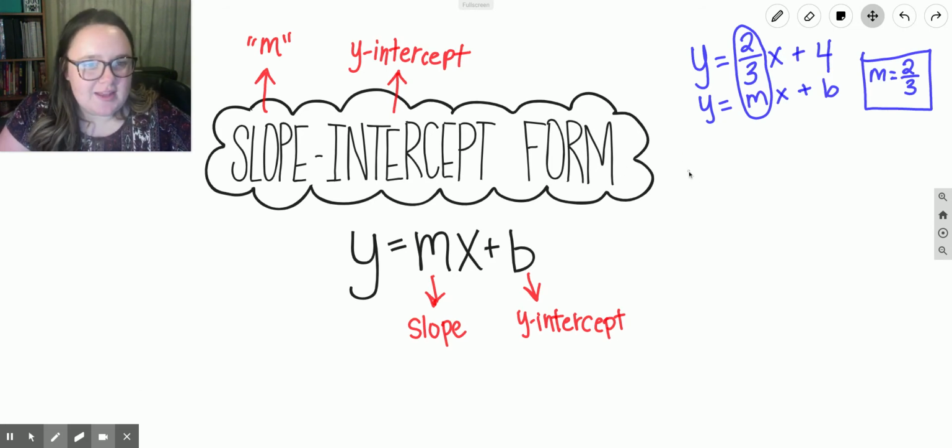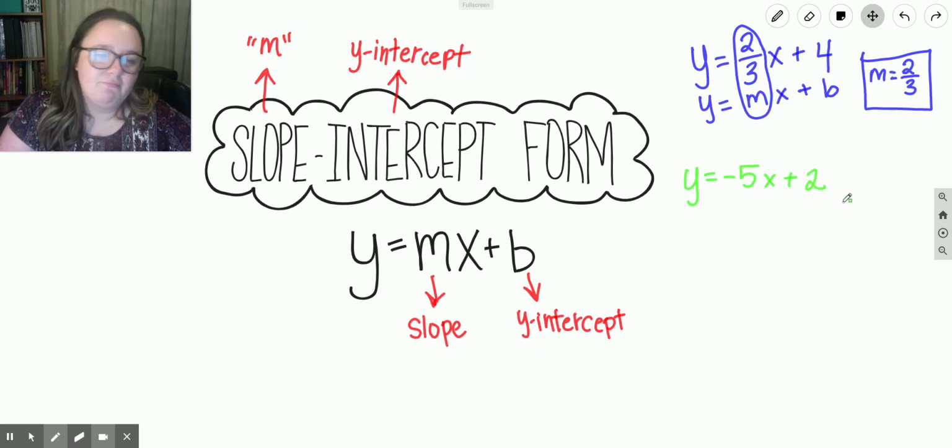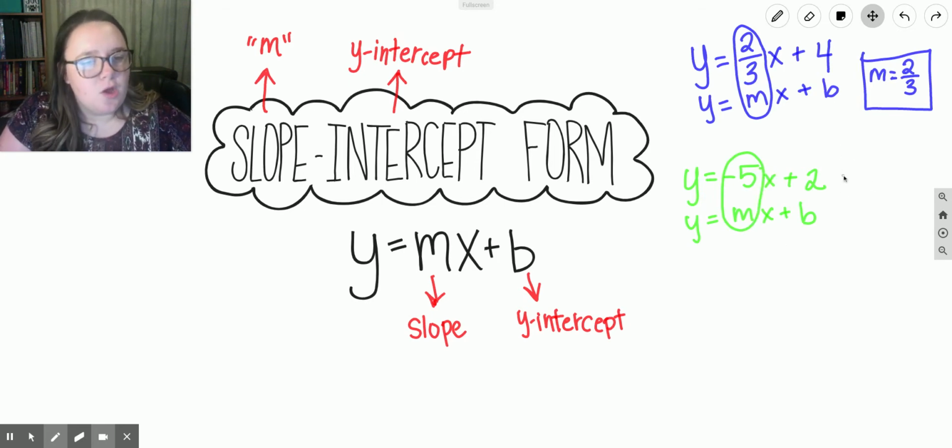I'm going to give you one that says y equals -5x plus 2. Looks pretty similar, right? Y equals mx plus b. I still see that formula, so I'm going to write it right below it. Y equals mx plus b. This is in the spot of the m. So I know here that my slope is -5. Again, no trick to that, right?